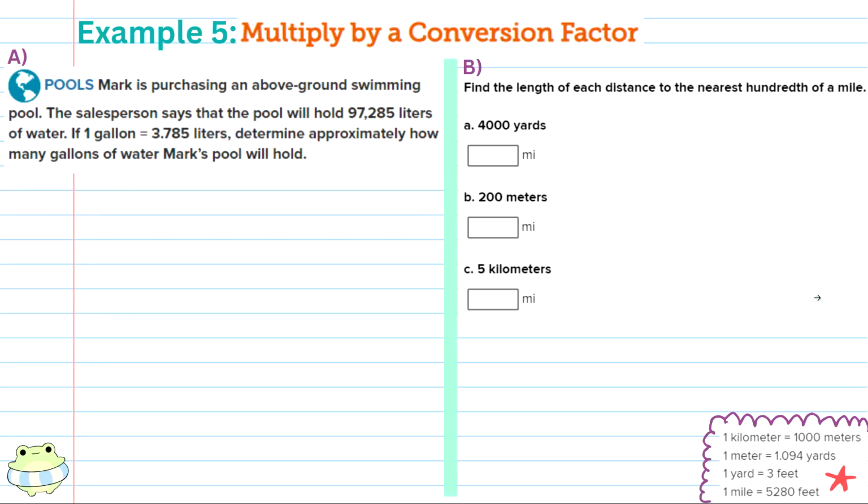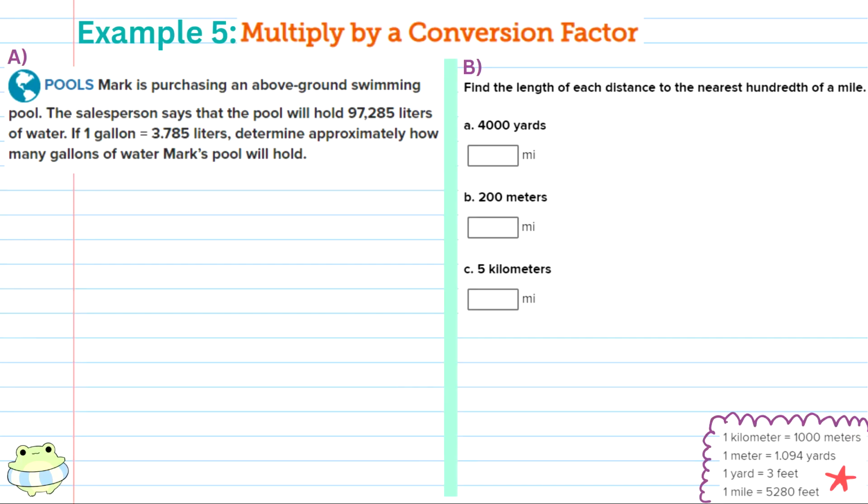In our first example in this video, we're going to take a look at the one on the left. It says Mark is purchasing an above-ground swimming pool. The salesperson says that the pool will hold 97,285 liters of water. If 1 gallon is equal to 3.785 liters, determine approximately how many gallons of water Mark's pool will hold.